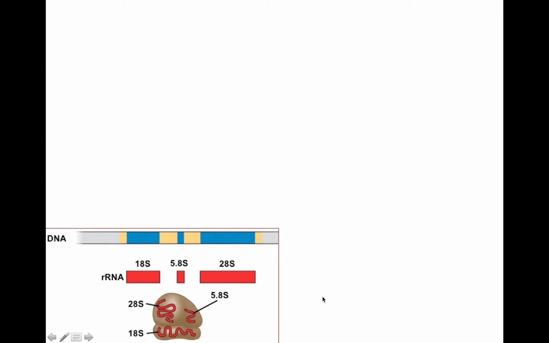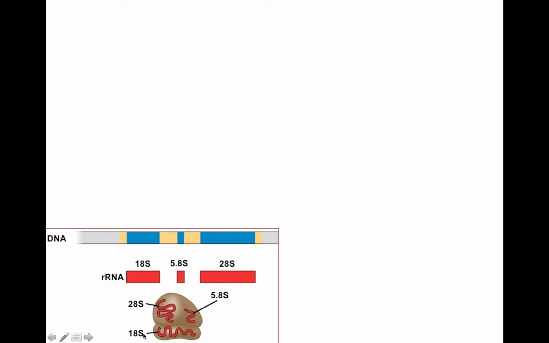Okay, let's look at the ribosomal RNA transcripts first. Here is a diagram of a ribosome. A ribosome has a large subunit and a small subunit, and inside these large and small subunits are RNA transcripts. A 28S ribosomal RNA in the large subunit and an 18S ribosomal RNA in the smaller subunit.